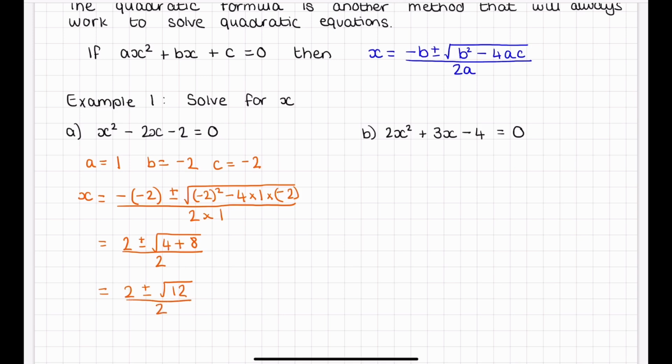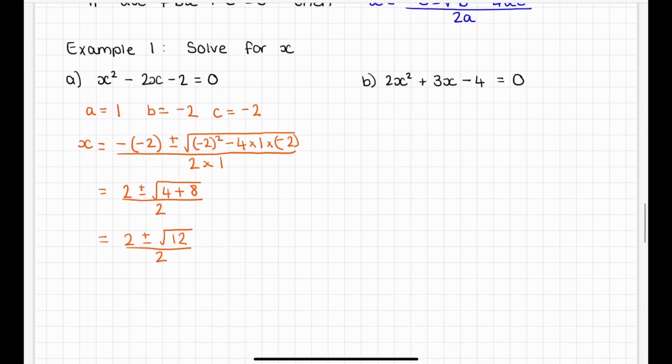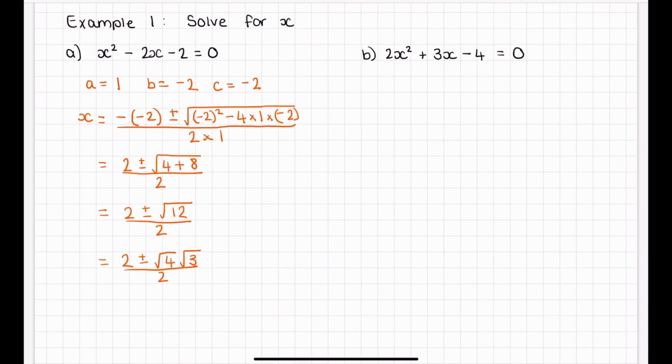Now 12, we can't solve that, but you should remember that we can simplify it, which will be 2 plus or minus. Now remember to simplify, 2 numbers that multiply to get 12, and one of them has to be a perfect square, which would be 4 and 3. You don't need to do this step here. I've just done that as a reminder of simplifying surds, which means we'll get 2 plus or minus 2 root 3 over 2.